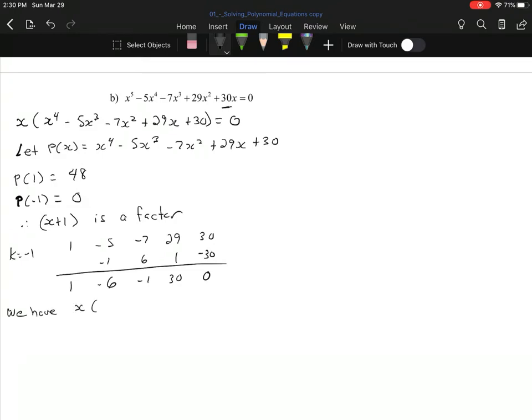So we have the original factor of x, that x plus 1 I brought off, and now x cubed minus 6x squared minus x plus 30 equals 0. And then I'm going to let q at x. I know in the previous example, I just let them both equal p at x, and I guess it's really no big deal, but technically speaking, you should probably give this a different name. So I'm going to plug in a 2 there, so I get 2 cubed minus 6 times 2 squared minus 2 plus 30.